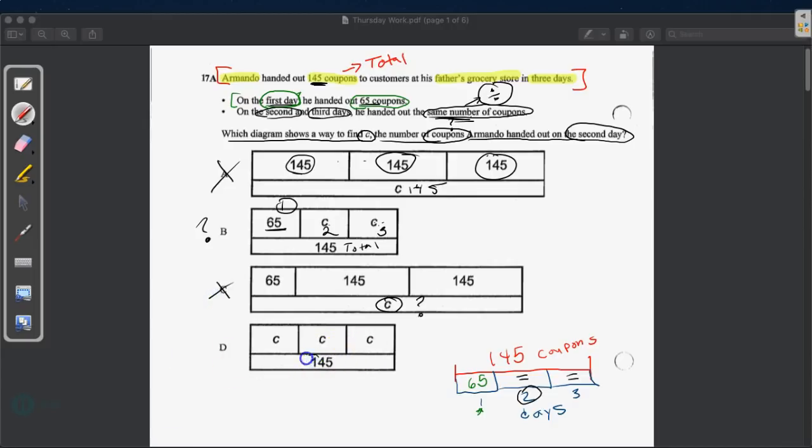Letter D, here's your total, but how come all 3 days are the same number? Where's the 65? It should be on the first day. So letter D is wrong. Your answer should have been letter B.